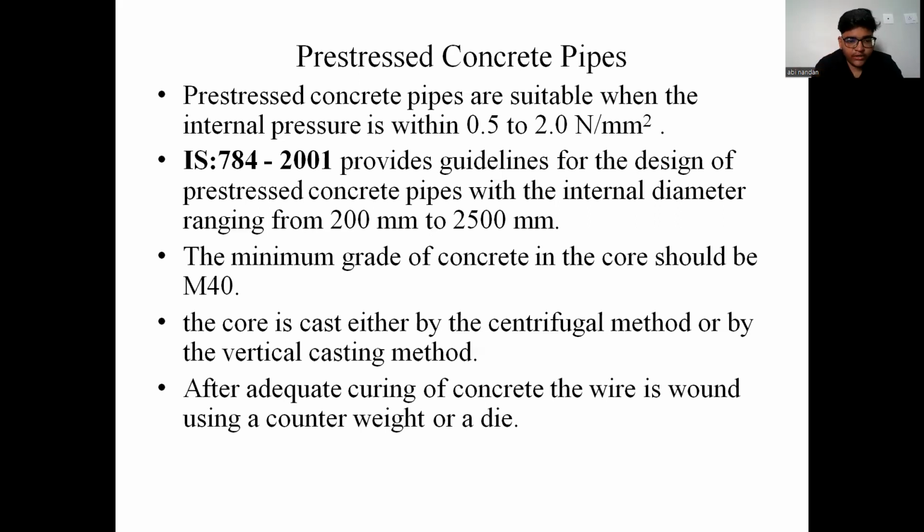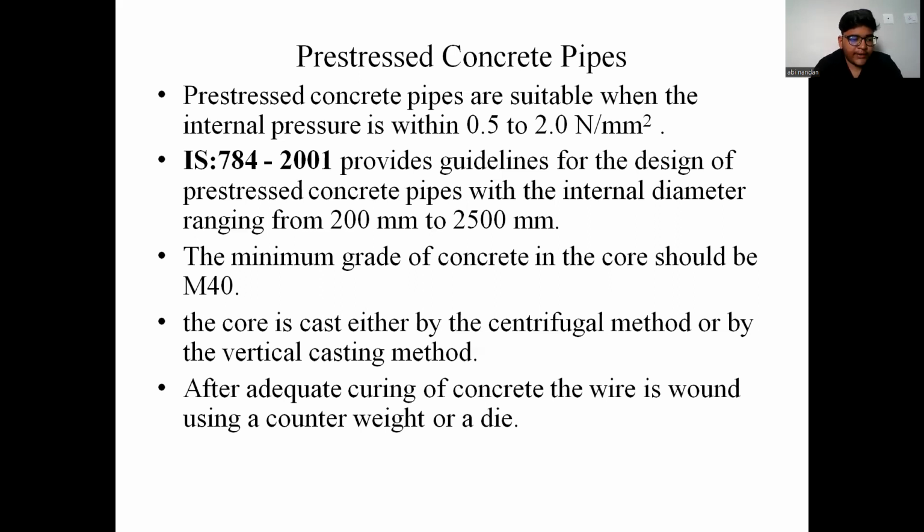After adequate curing of the concrete, the wires are used. First the longitudinal wires are pre-stressed. Subsequently, the circumferential pre-stressing is done by wire wound around the core in helical form. The wire is wound using a counterweight or a die. Finally, a coat of concrete or rich cement mortar is applied to the wire to prevent corrosion, or we can use any other available method to prevent corrosion of the wire.